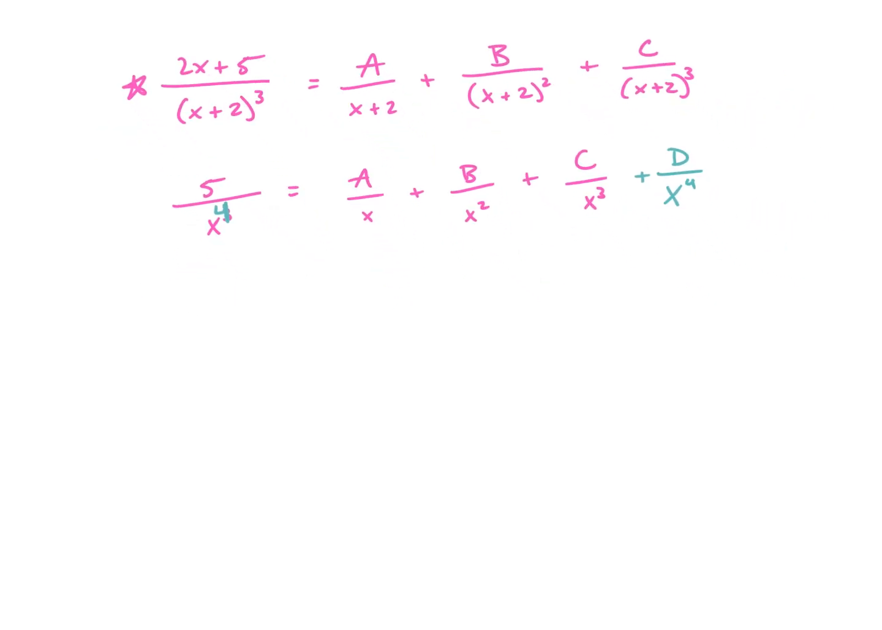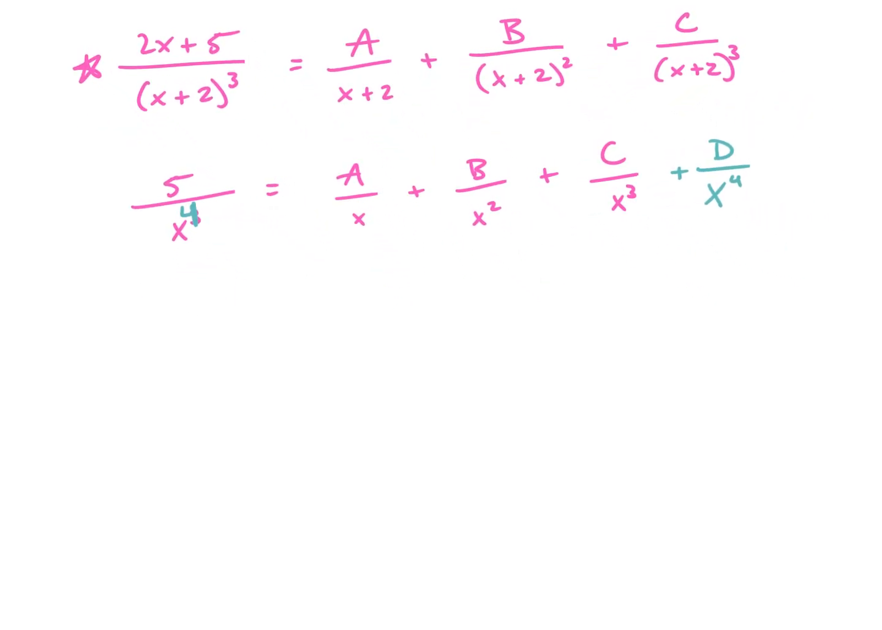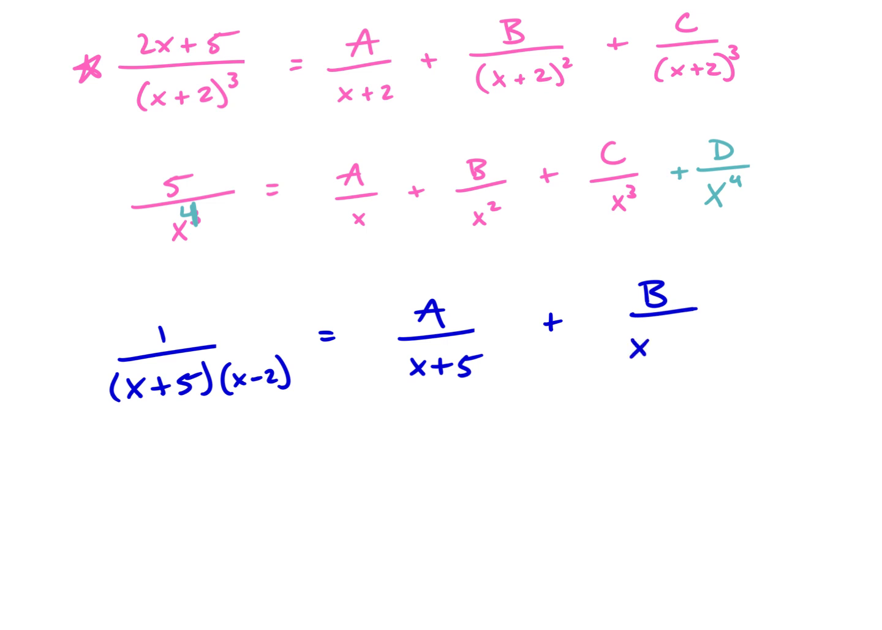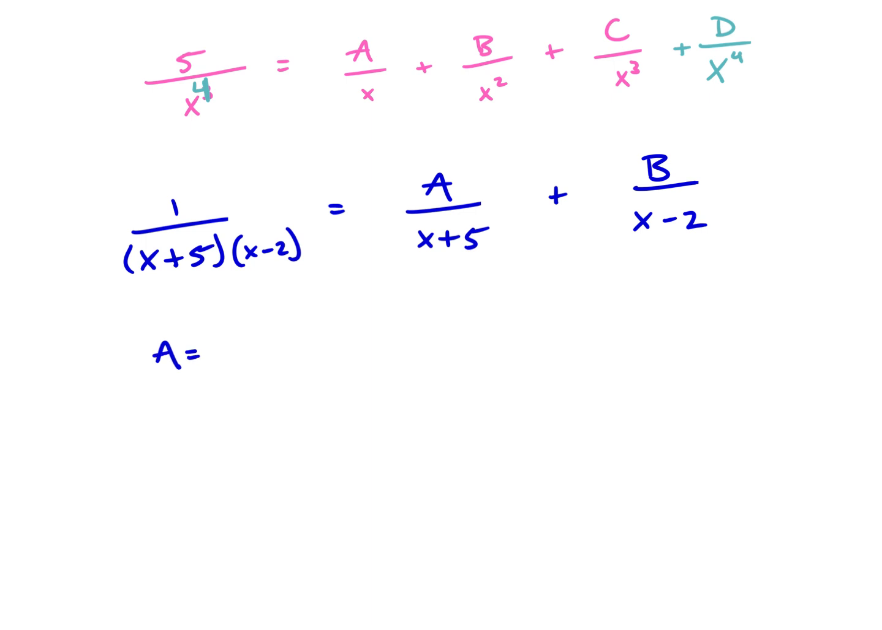Yes. One other thing, let's say I make one up here. Let's just say we have 1 over x plus 5 times x minus 2, something like this. We've got A over x plus 5. This does not work out, I just made this up, but I want to show you B over x minus 2. And let's say we got A equals 3 over 4 and B equals negative 1 over 2.